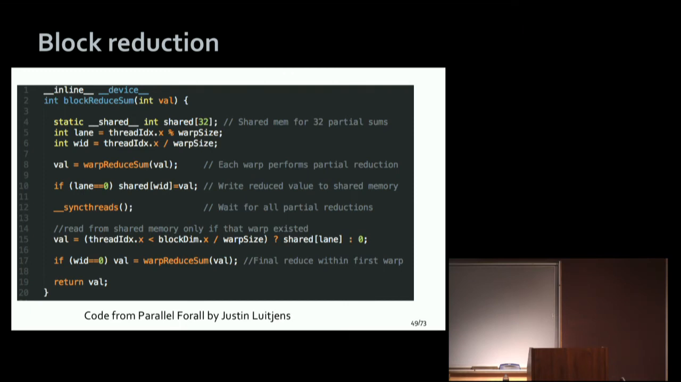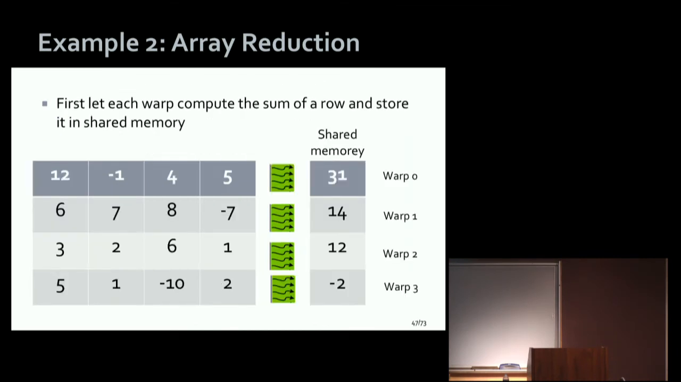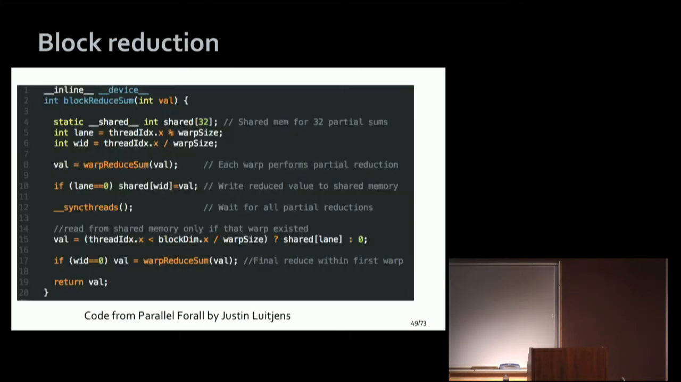Then I will call a function called warp reduce, which has a very fast way of computing this sum. Let's call it warp sum. It's just a hardware thing. If you're interested, I can explain that. But let's call that warp sum. Given 12, minus 1, 4, 5, it will give me 31. So let me call that. Then if I'm the 0th lane, I will put that value in the shared memory. So I will write the partial sum in the shared memory. Then I wait for everybody to get there, so sync threads. Then if I'm the 0th warp, I will perform another warp reduce sum, and then I'm done.